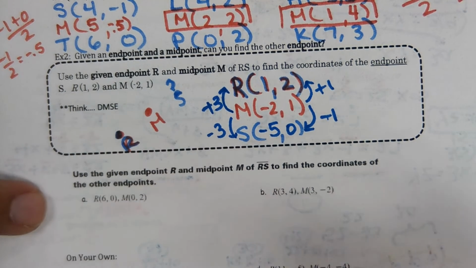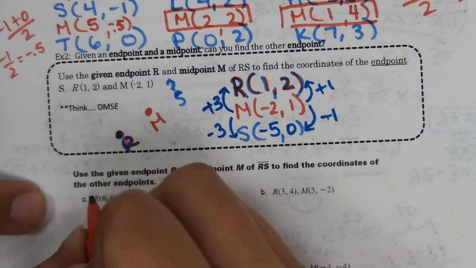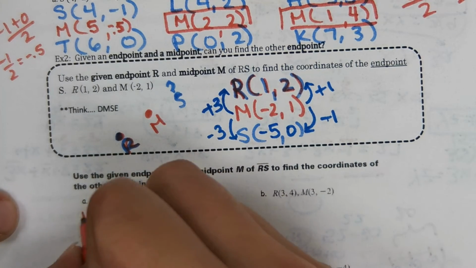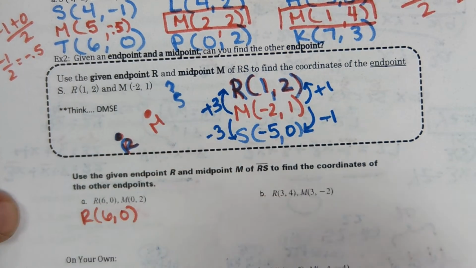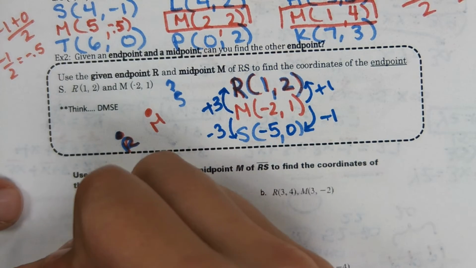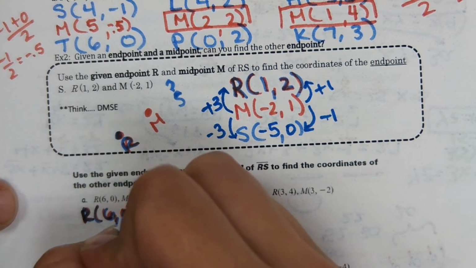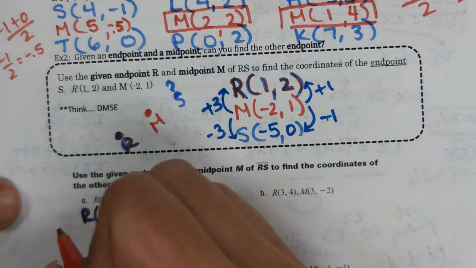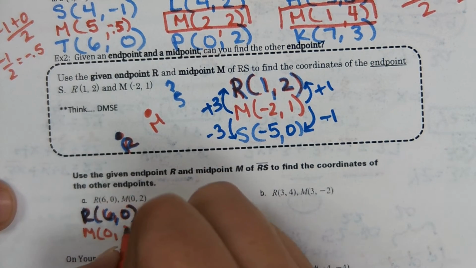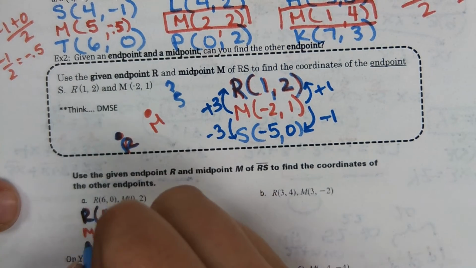Okay, so in these examples, it's called a missing endpoint. We're given R is at (6, 0). I'm trying to keep the colors consistent and I keep messing up my own game. Okay. R is at (6, 0), M is at (0, 2), and then we're trying to figure out what S is.